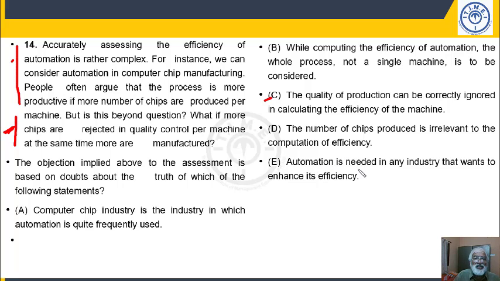Automation is needed in any industry that wants to enhance its efficiency. That is not something that's related to this argument. So your answer here would be C. Why is that? Because if C was a statement being made, the quality of production can be ignored, then the truth of that statement is what the objector to this assessment would be objecting to. So C is your answer.